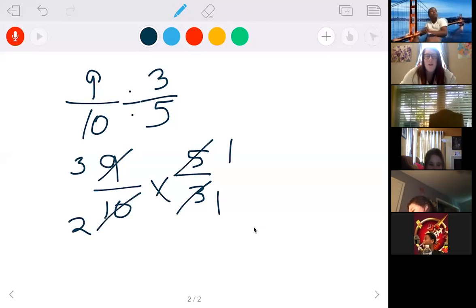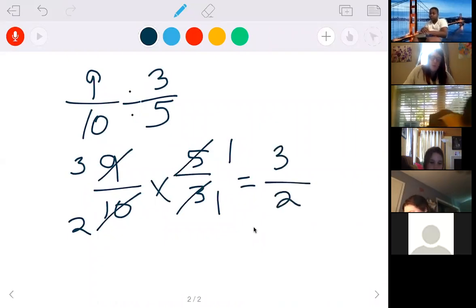If you're not cross reducing yet, I want you to try to get to where you're comfortable doing it, because it saves you so many errors at the end. You're reducing smaller numbers here versus bigger numbers at the end, so it makes it easier. Okay, then we multiply. 3 times 1 is 3. 2 times 1 is 2.